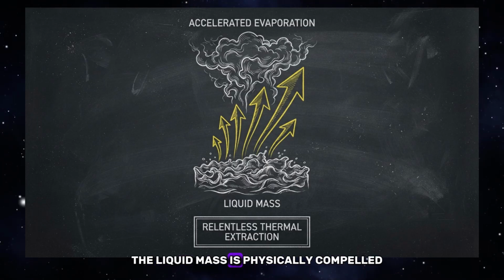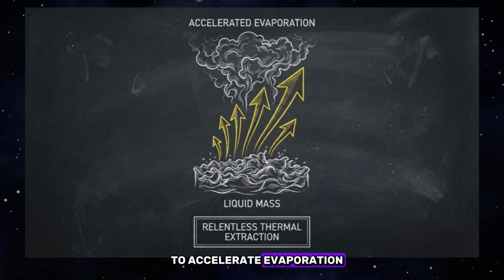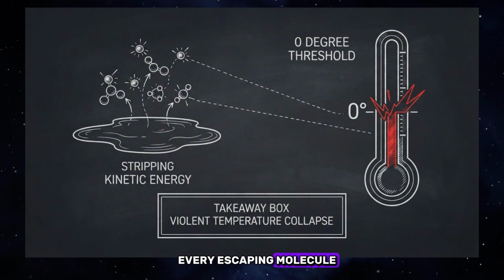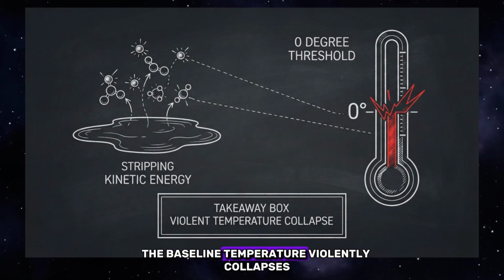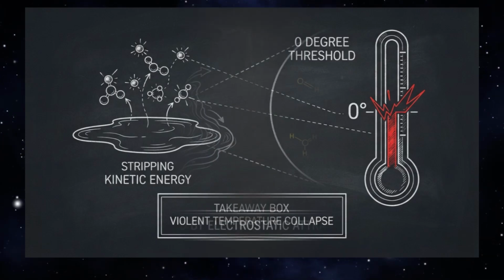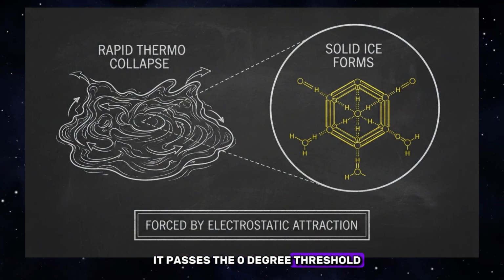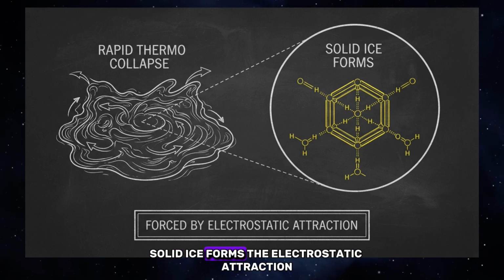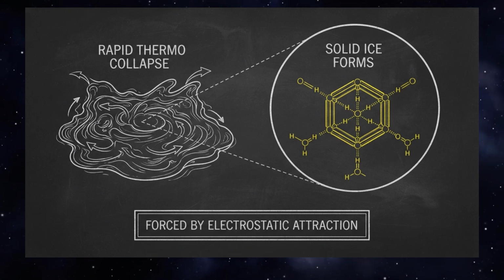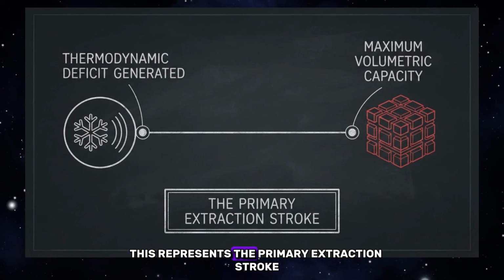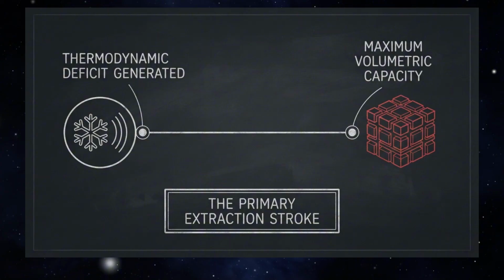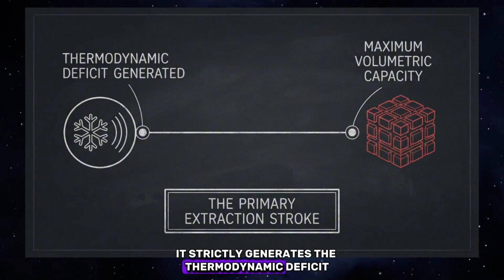The liquid mass is physically compelled to accelerate evaporation. Every escaping molecule strips kinetic energy from the localized pool. The baseline temperature violently collapses. It passes the 0-degree threshold. Solid ice forms. The electrostatic attraction forces the liquid into rapid thermal collapse. This represents the primary extraction stroke. It strictly generates the thermodynamic deficit.